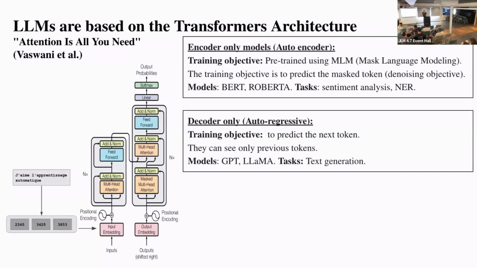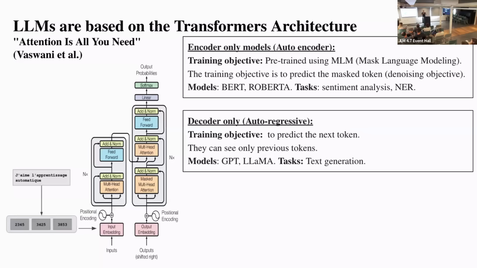The next group is decoder-only or autoregressive models. These models just take the stacking of the decoder blocks of the transformer. So the previous ones were only the encoder, now only the decoder. These models, like GPT and LLaMA, are mainly for text generation. Now the training objective is to predict the next token. And in training, they cannot see the tokens from the future, okay?